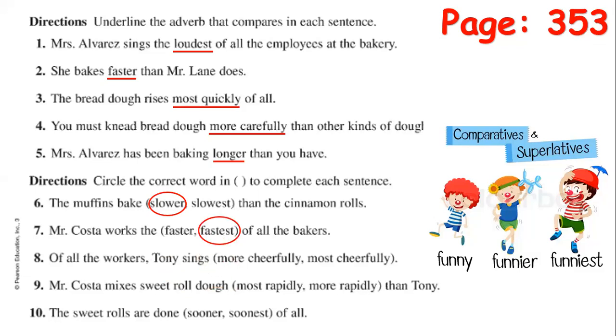Of all the workers, Tony sings of all. So we are comparing Tony with all of the workers, so most cheerfully. Mr. Costa mixes a sweet roll dough. Then Tony, we are comparing Mr. Costa with Tony, so more. The sweet rolls are done soonest of all.